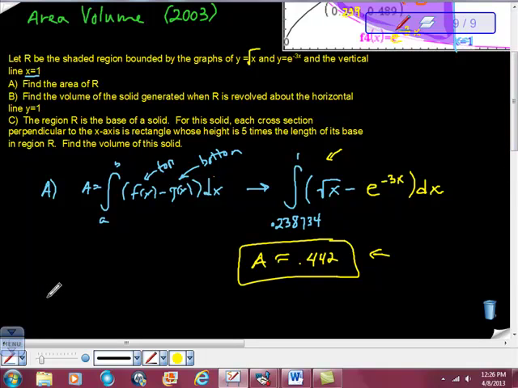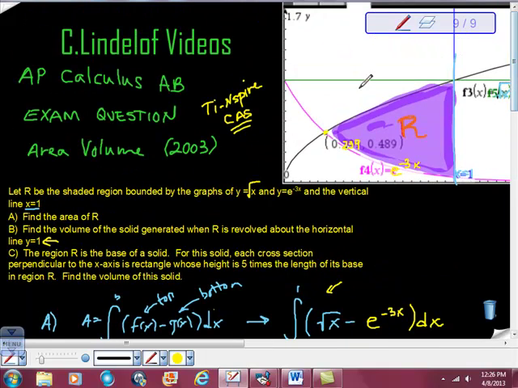Section B is actually out of 3 points. Let's read section B. It says, find the volume of the solid generated when R is revolved around the horizontal line y is equal to 1. So this is what I did here. Here's y is equal to 1, that's this line right here that we're looking at. And this region is going to get revolved around this way, right?